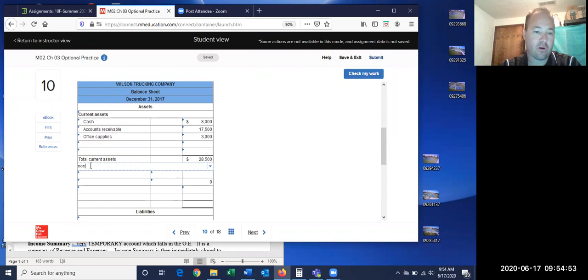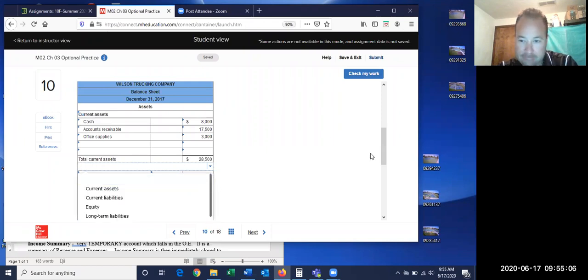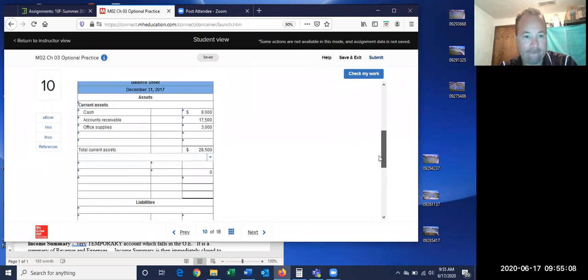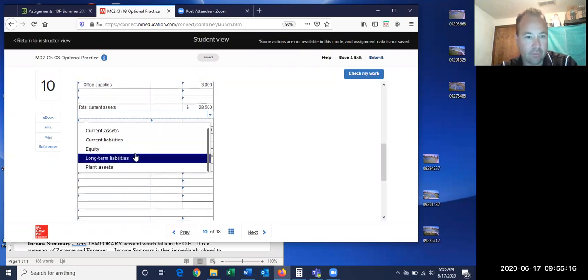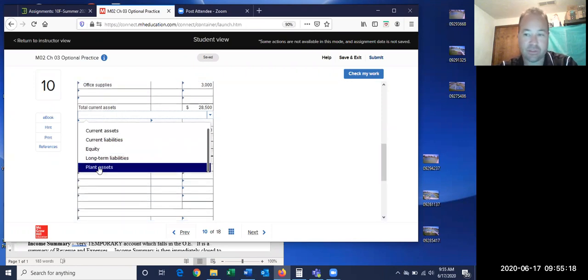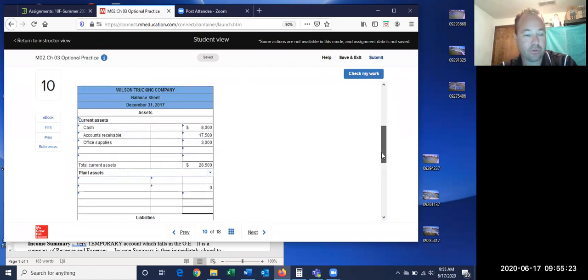Now we're ready for our non-current assets, or if it doesn't like that, long-term assets. Or if it doesn't like that, we just have to figure out what it wants. Let's see what we got here for our options. It wants us to use plant assets. Just another terminology. I like using non-current, that's just my personal preference. Long-term assets also works. They call it plant assets.